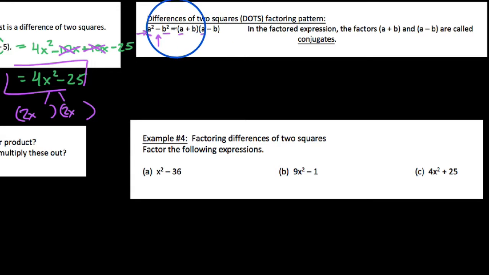And then this b part is really what I could take times itself to get this second perfect square, which in this case, 25, would be 5 and 5, and then we would just put plus in one and then minus in the other one. These are really actually fun to do.